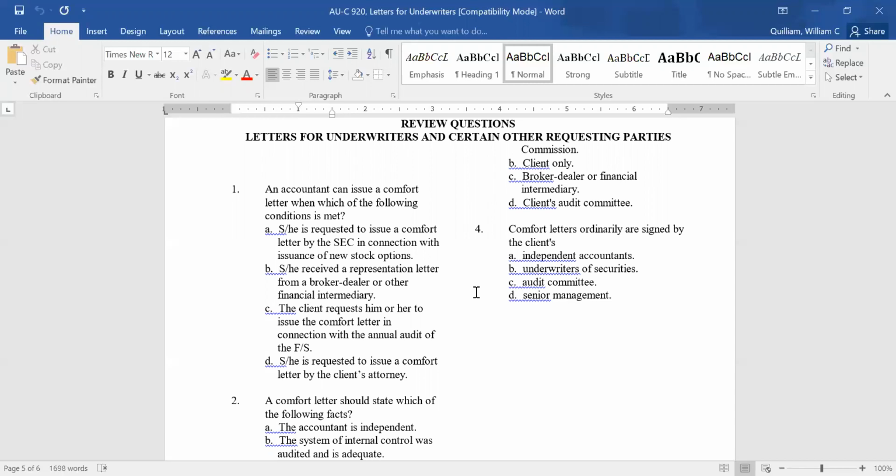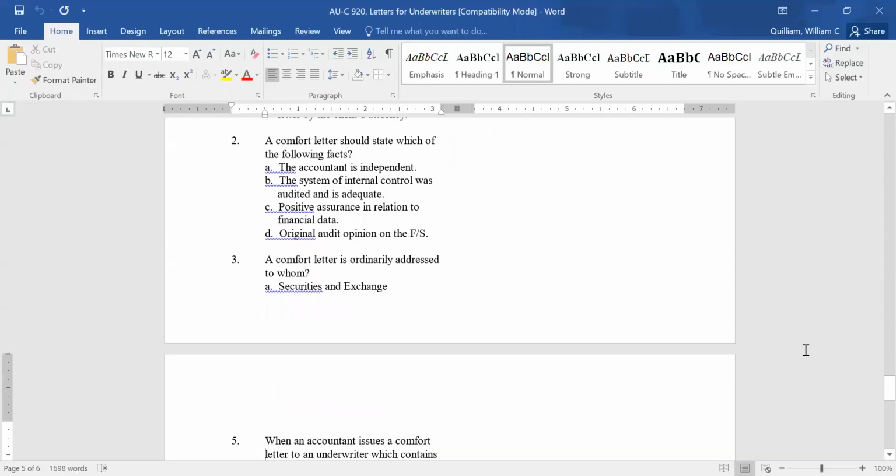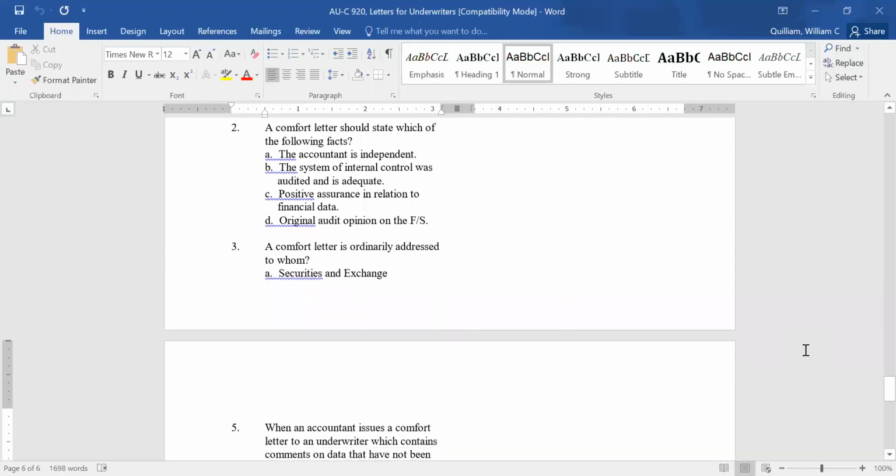So first of all, on number one, an accountant can issue a comfort letter when which of the following conditions is met? The answer is B. Received a representation letter from a broker-dealer or other financial intermediary. The reason is, since this is not one of the underwriters, they have to give us a representation letter before we can give them a comfort letter. Again, to limit our liability.